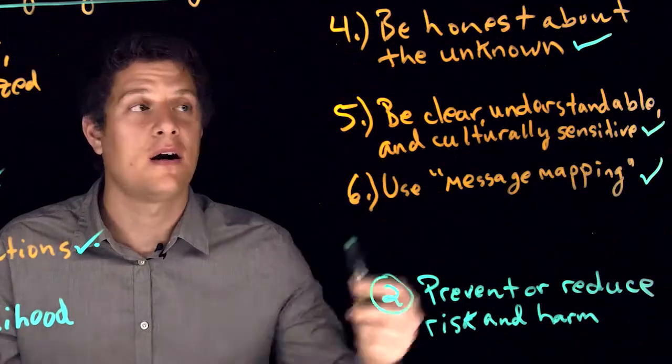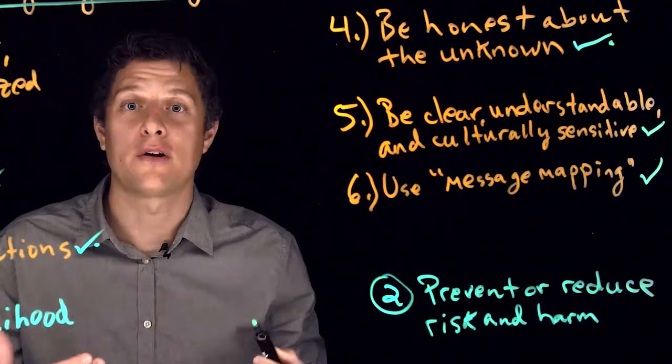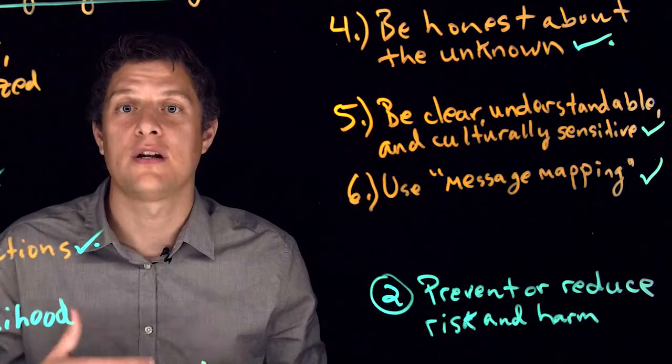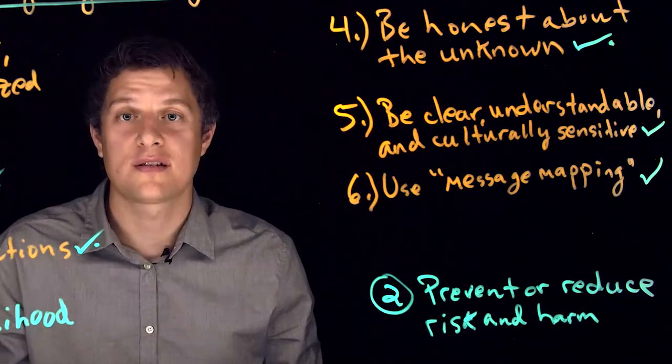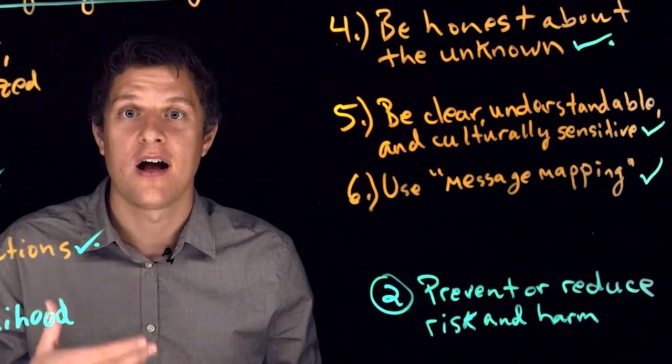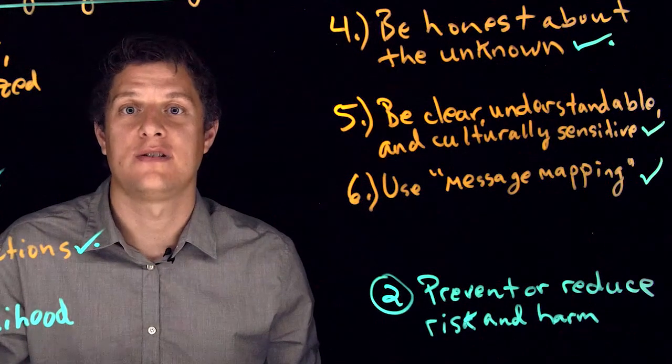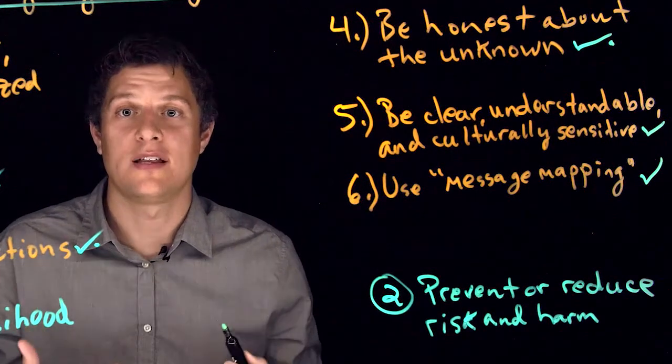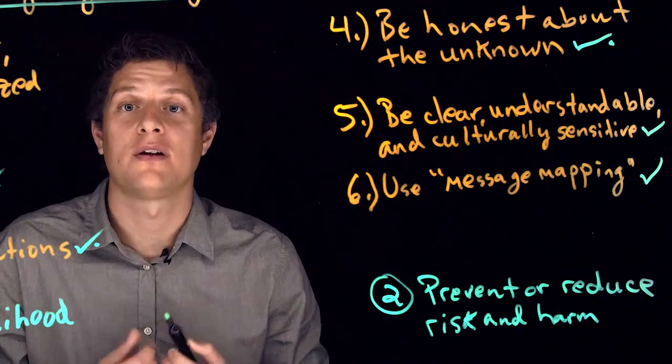Number 4, be honest about the unknown. Fourth, be honest and include information about what is not yet known about risks, events, and the effectiveness of public health recommendations and actions. Doing this strengthens your credibility and trust.